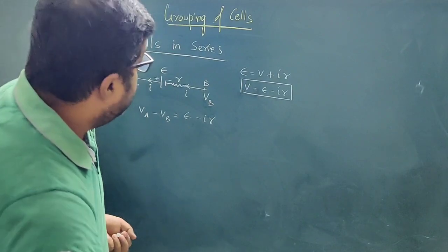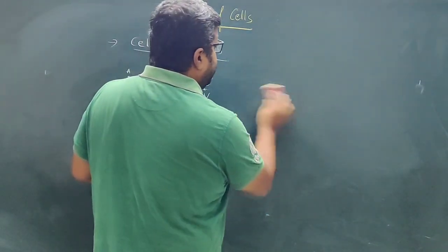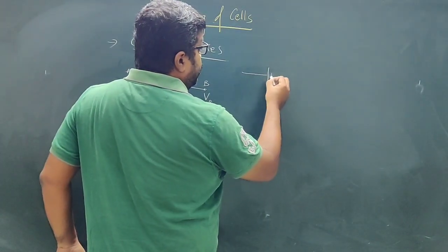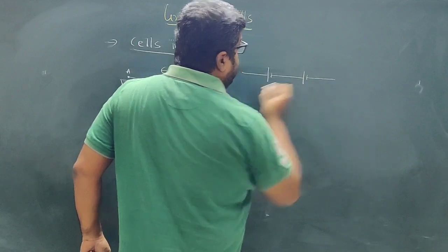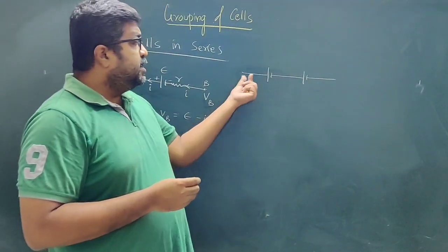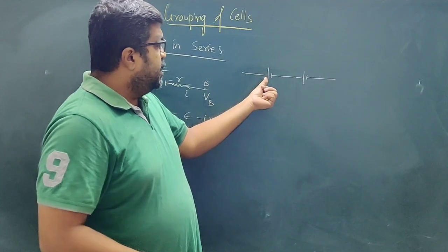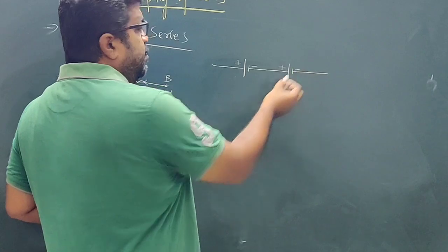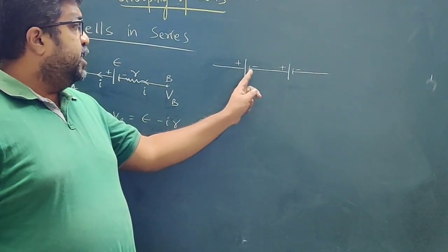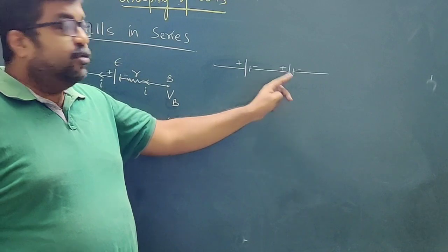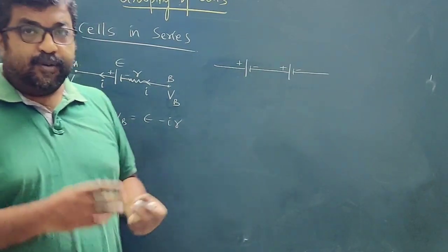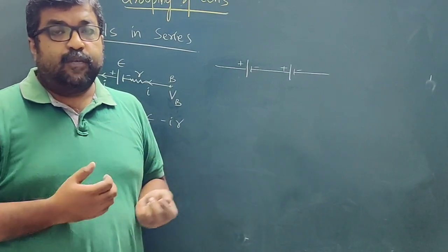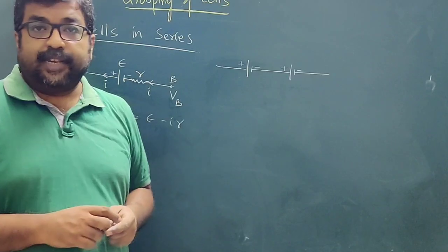Now we have cells in series. Suppose we have two cells connected in series. A proper series connection will be like this: this is the positive terminal, this is the negative terminal, this is the positive terminal and this is the negative terminal. So this negative terminal connects to the next cell's positive terminal. This is how we connect cells in series. You might have seen this in a torch, where we have more than one cell. This is how these cells are connected.